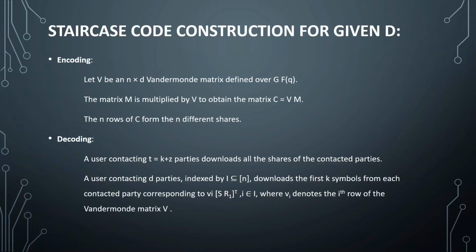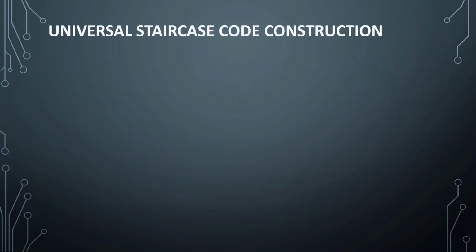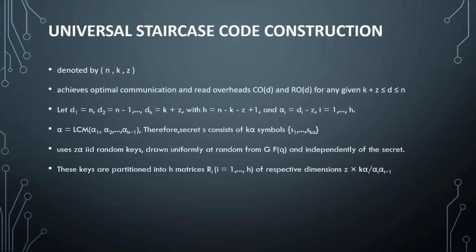times transpose of matrix formed by SR1. Universal staircase code construction. This is similar to the staircase code construction for given D. It is denoted by nkz. Here it is partitioned into h, so h d values are shown, where h equals n minus k minus z plus 1. And same h alpha values, but we need to take a single alpha value for k alpha. We need to take the LCM of alphas.